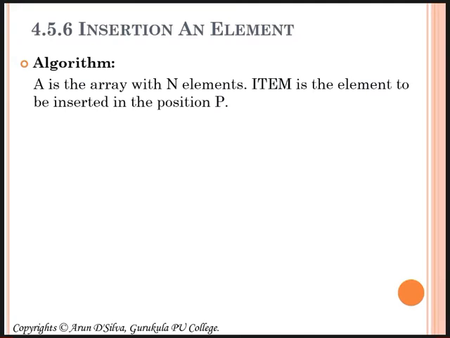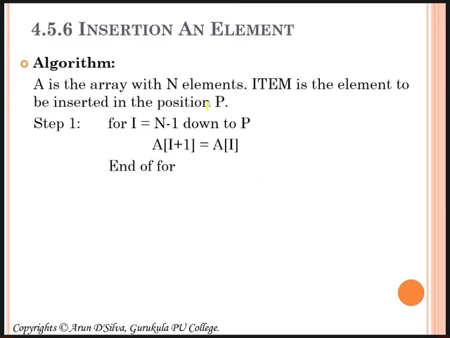Let us consider A is an array with n elements. Item is the element to be inserted at position P. So we have to consider here A, the array, n, the number of elements in the array, item, the new item, and where you are supposed to insert it, the position P. Step 1 says for I equal to n minus 1 down to P. In the reverse order you have to go, just as I discussed with you. You have to start from the last location, in reverse order, down to P.